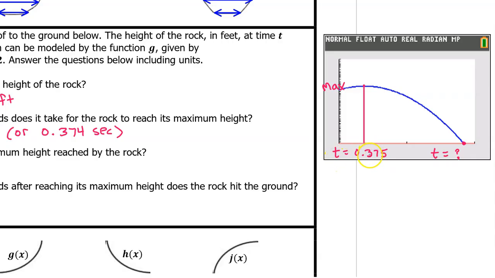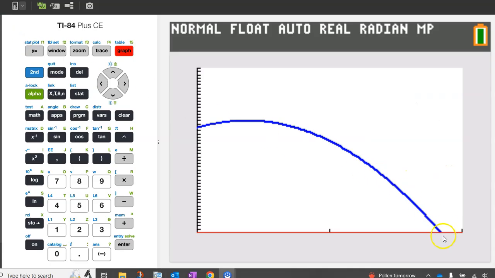We already found the time at which the rock reaches maximum height. We just need to find the time at which the rock hits the ground. So we can subtract these two values to answer part D. The time when the rock hits the ground will be the 0 of this graph. There are 2 ways to find this 0.